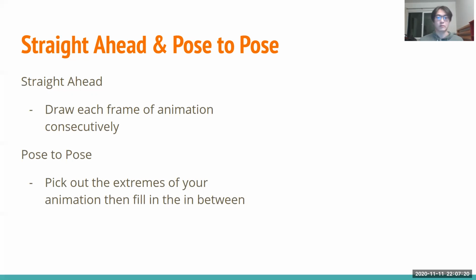So what this means is that you pick out the extremes of your animation and then you sort of fill in the gaps in between to lead up to those certain poses. Hence it's called pose to pose. So here are some examples.